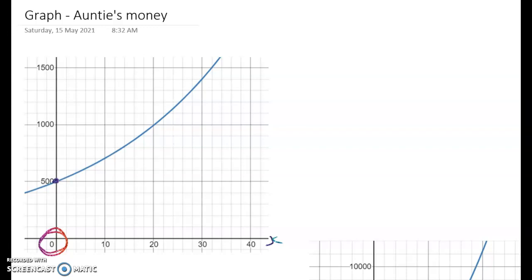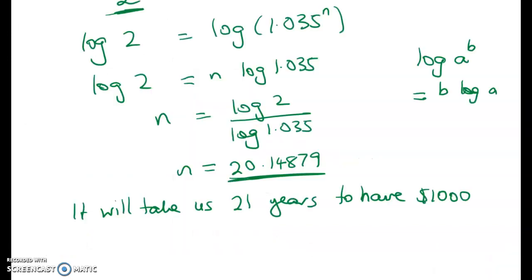So after 5 years, so here's 5 here, we can see that we haven't quite got to $600. And after 20 years, we can see that the amount is just about exactly 1,000. So that point is 20.14, blah, blah, blah. Okay, let's look at the second question.